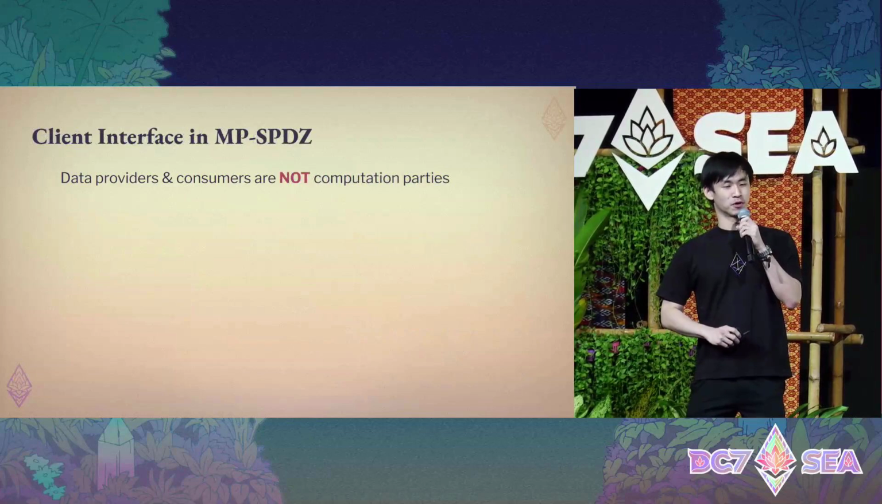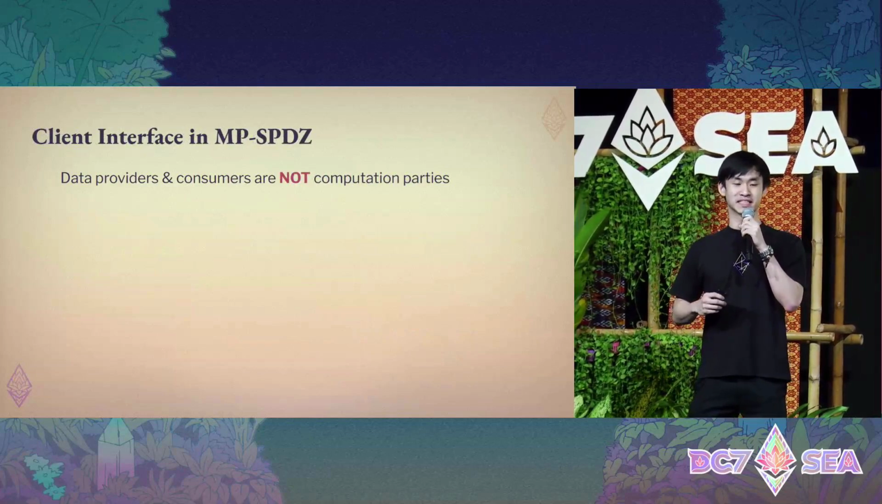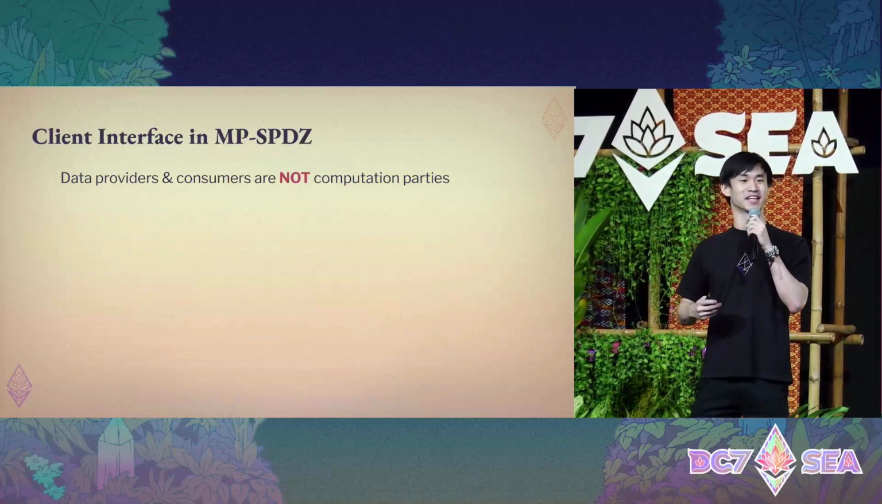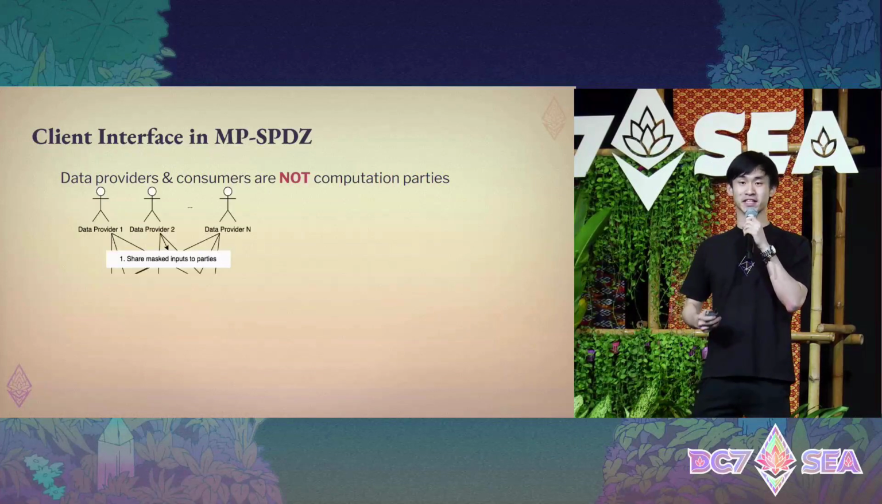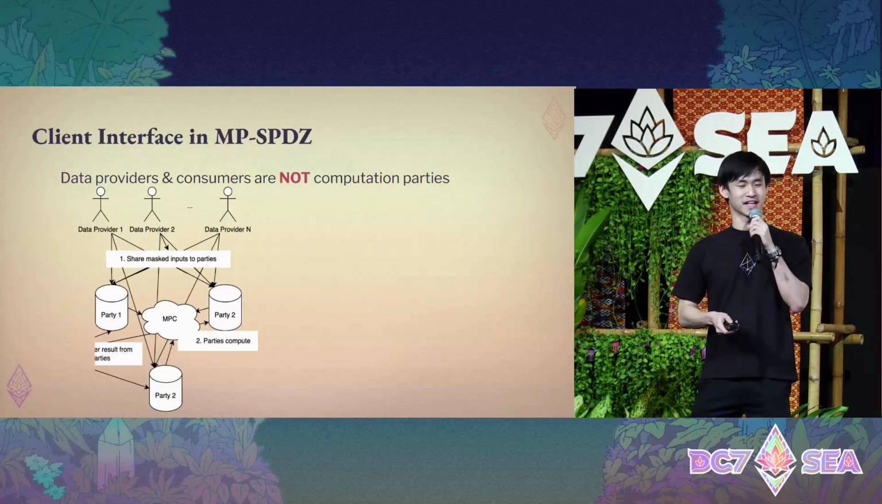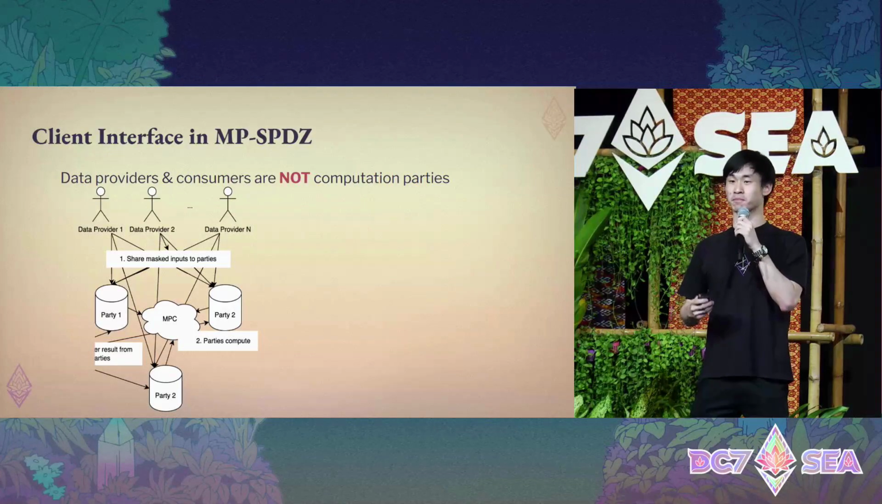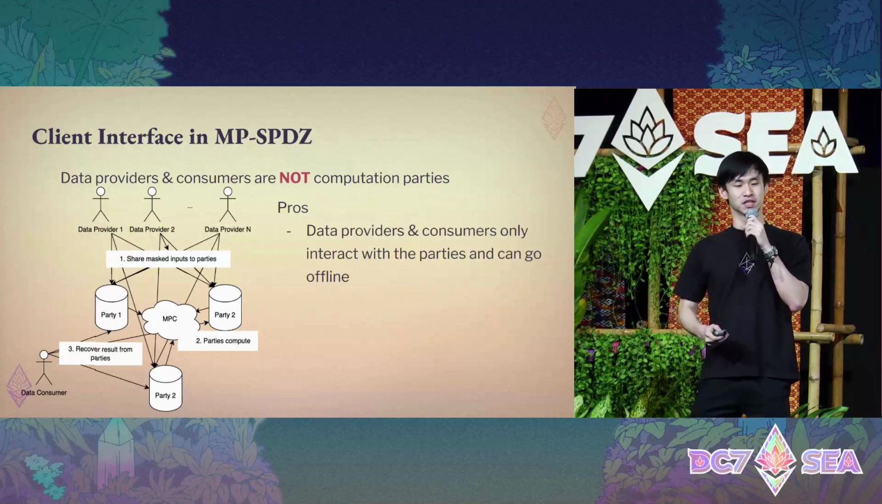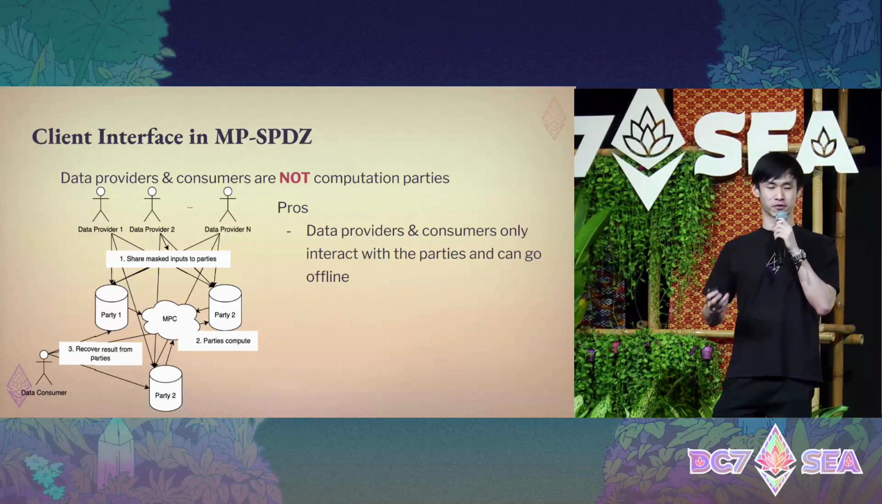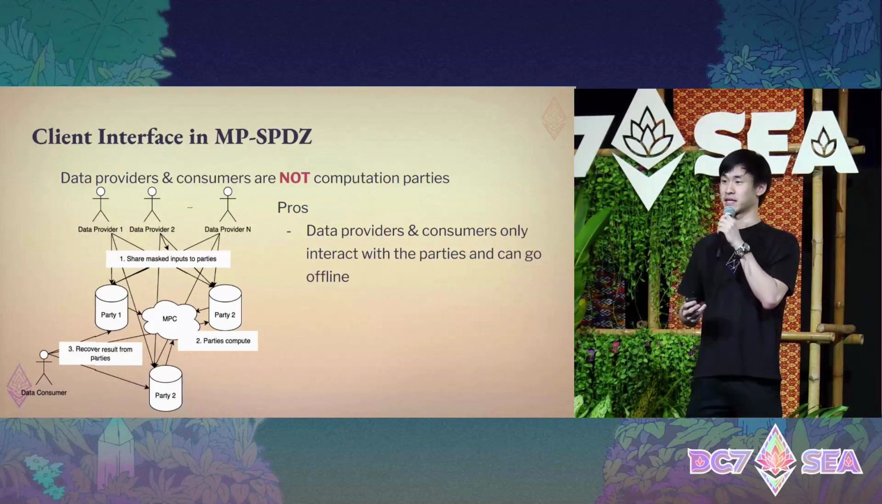We use another approach called client interface, which basically means that the data providers and data consumers are not in the computation parties. So there are three phases. The first phase is that data providers secret share their data through some delivery links. They can log in, share data, and log out. And then another set of computation parties compute data, and once it's ready, data consumer just logs in to get it out. So this is good because the data provider and consumer don't need to be online at the same time, which makes sense.